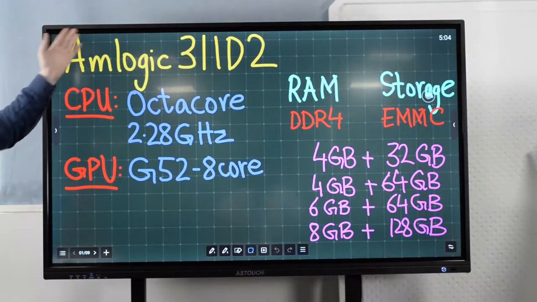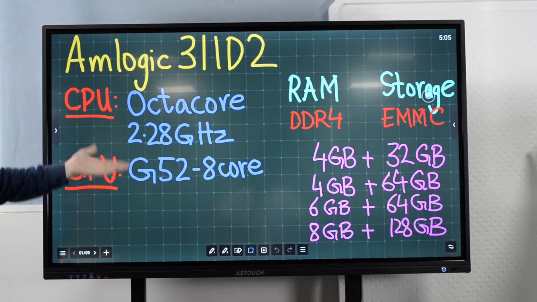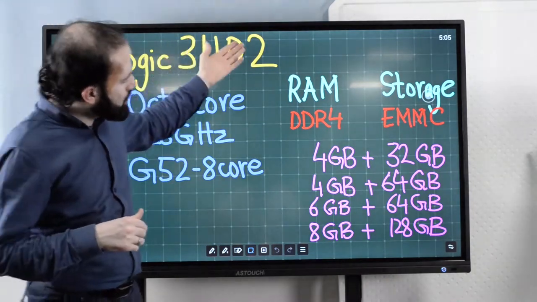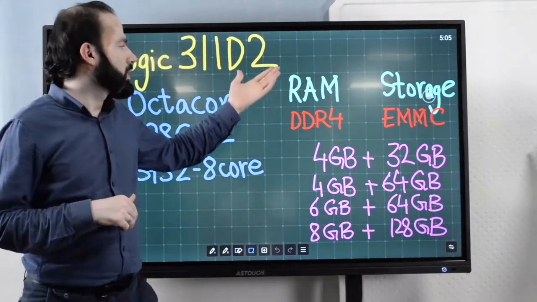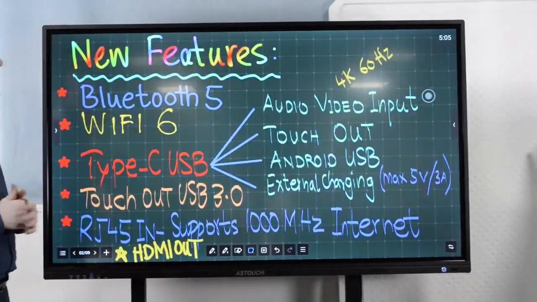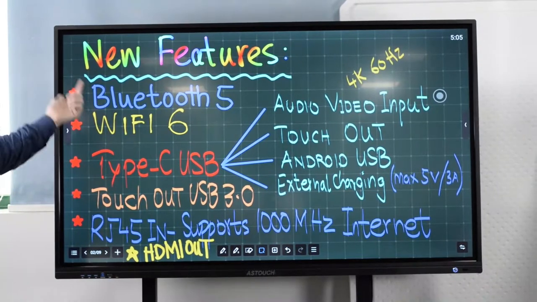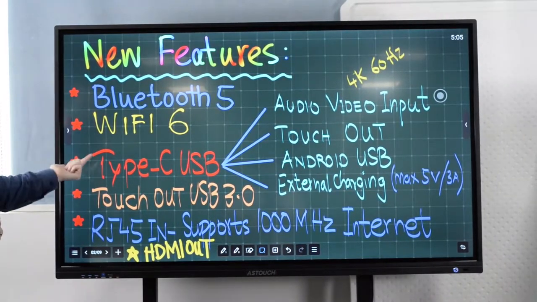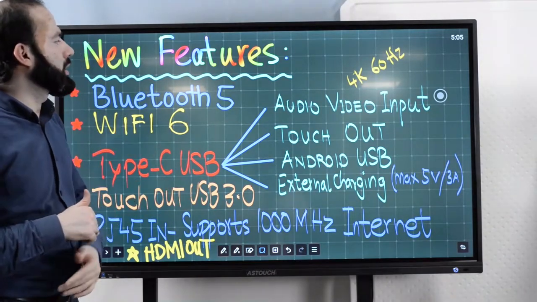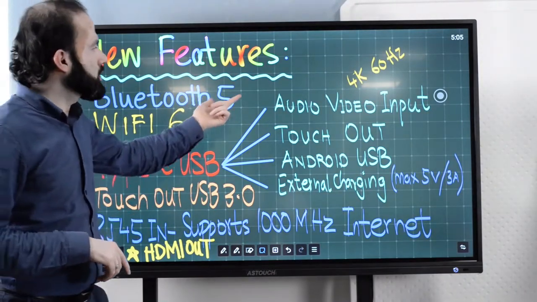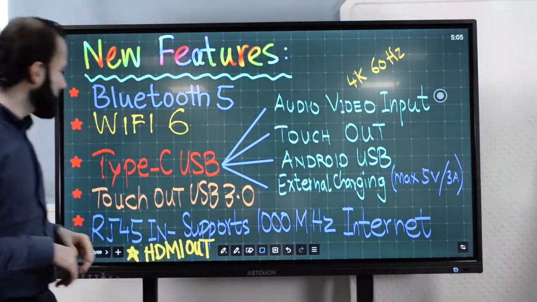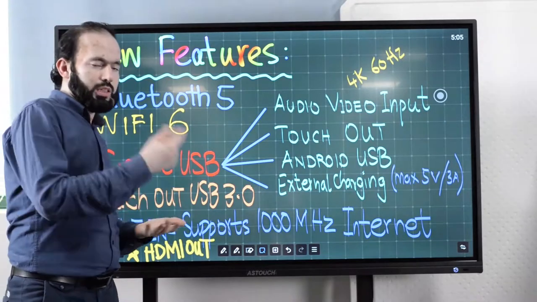Basically, it has Amlogic 311D2, octa-core 2.28 GHz, and the GPU is G52, and that's also 8-core. It can support up to 8 GB of RAM, and the storage can be up to 128 GB. Some of the new features: it has Bluetooth 5, Wi-Fi 6, and the Type-C USB is fully enabled. Like it can transfer video signals, up to 4K videos, and it can also transfer touch signals.